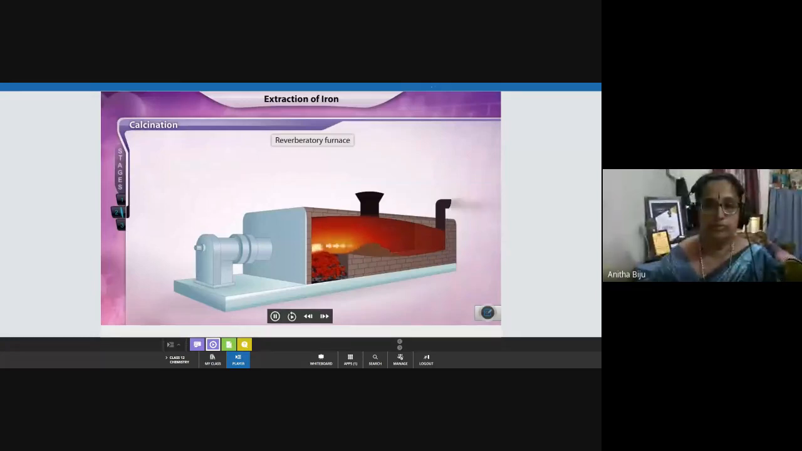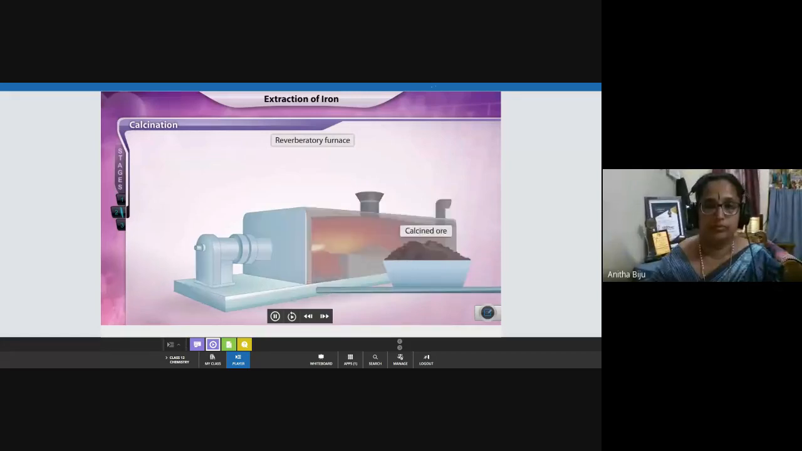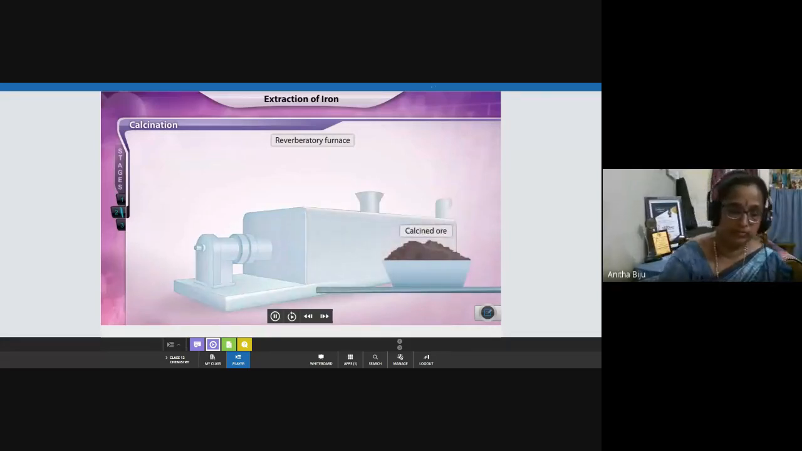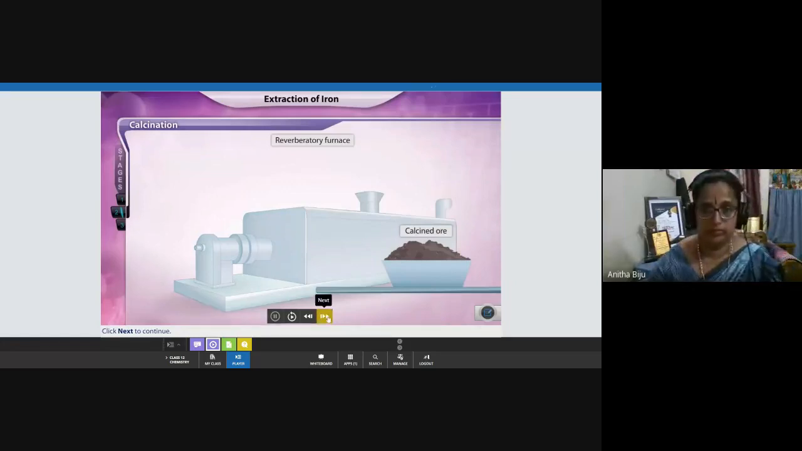As the ore gets heated sufficiently, moisture and volatile oxides from the ore evaporate and the ore becomes porous. The resulting calcined ore is now ready for the third stage, smelting. Now the second stage is over. We have the product, calcined ore.